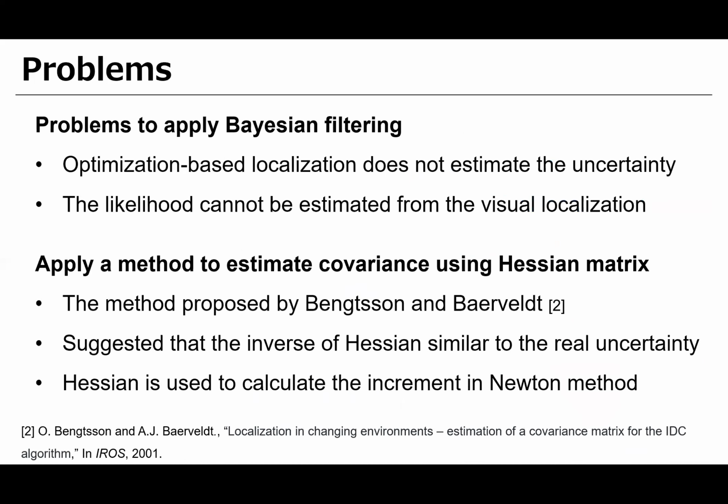To overcome the problem, we apply a method presented by Censi, presented in ICRA 2007. The method estimates the uncertainty of the optimization-based localization using Hessian matrix. The Hessian is used in the Newton method. They suggested that the inverse of Hessian is similar to the real uncertainty. We apply the method to fuse ORB-SLAM2 estimate with inertia-based localization.